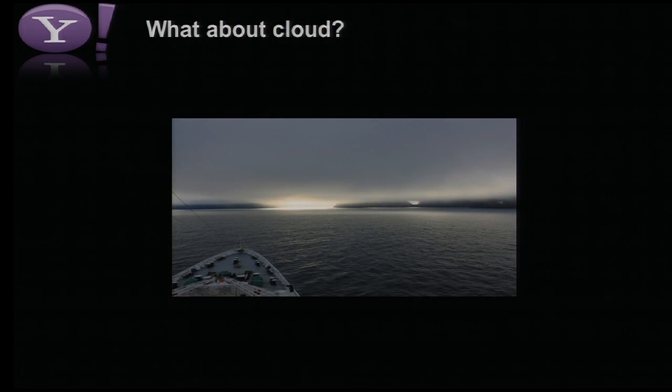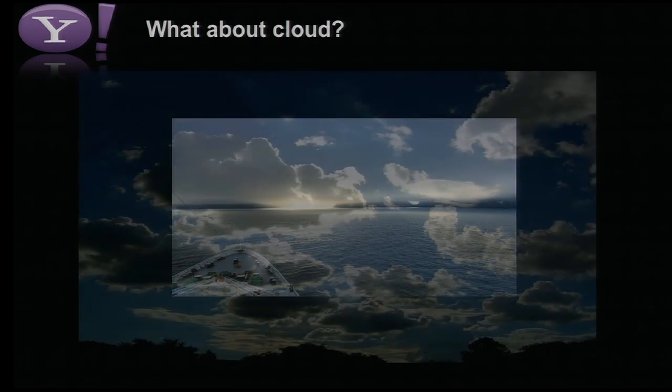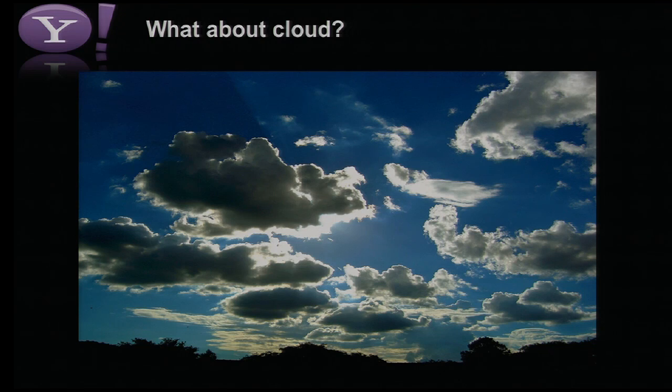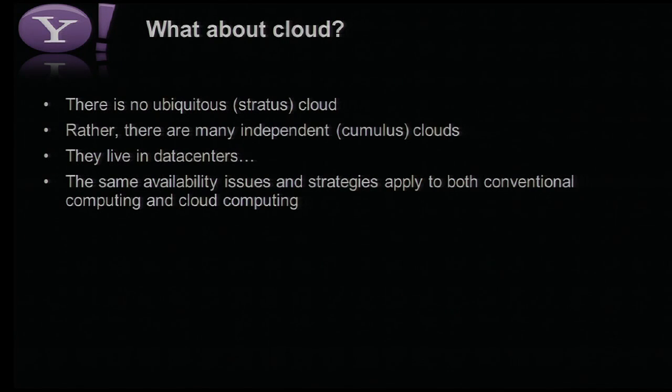So what about cloud? People think of this when they think of cloud. That's not really what it's like. It's more like this. There are a lot of clouds. There's no ubiquitous stratus cloud. There are a whole bunch of independent cumulus clouds, and guess what? They live in data centers. The same availability issues and strategies that we use in conventional computing apply to cloud computing.